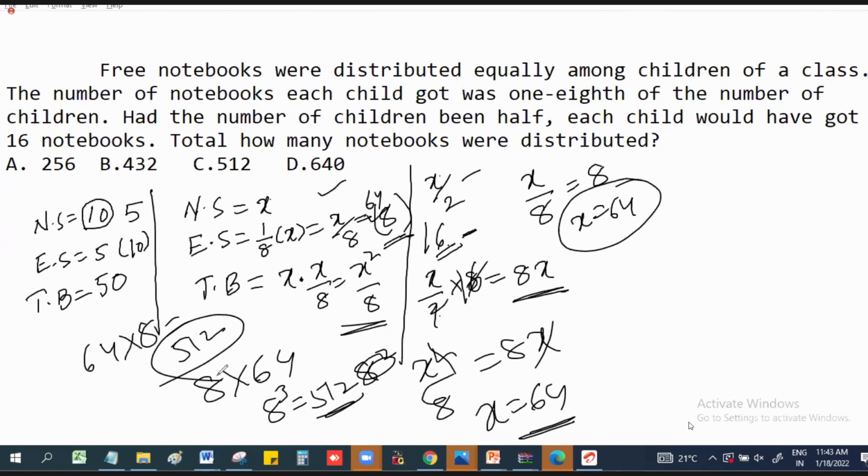With that simple logic you can actually answer the question.